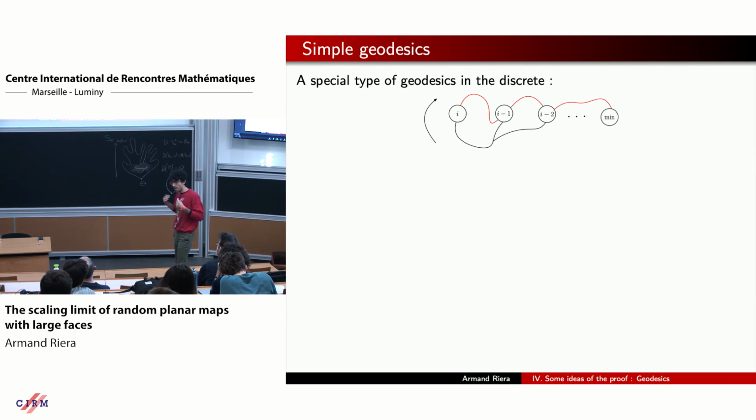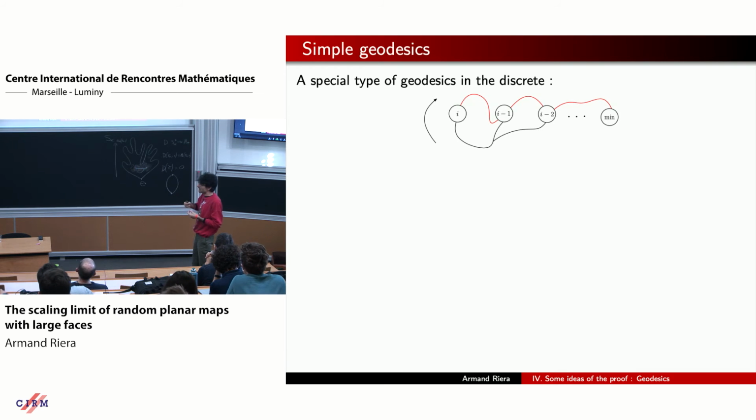The idea is again to come back to the discrete, so to the Bouttier–Di Francesco–Guitter encoding, and to observe that we have a very special type of geodesics. In fact, if you take a white vertex with label i, and then you follow the contour, the Bouttier–Di Francesco–Guitter encoding creates a red edge, so an edge of the map, between this vertex and the next white vertex with label i-1. And if you continue performing this operation, you will finish in the point with the smallest label.